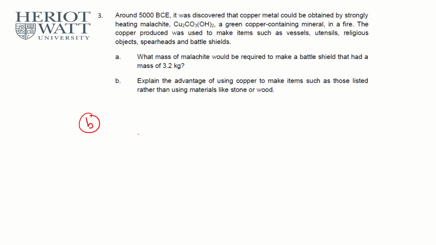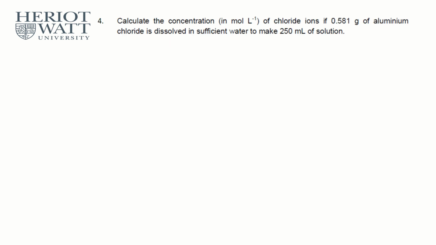Explain the advantage of using copper to make items such as those listed rather than using materials like stone and wood. So what are the things that is easier? The advantage of using copper, because it's a metal, so it's malleable. Okay, it's malleable, it is strong, and it has a shiny surface. So it looks nice. So this will be the answer for part B. I'm not going to write it out. All right, let's move on to question 4.